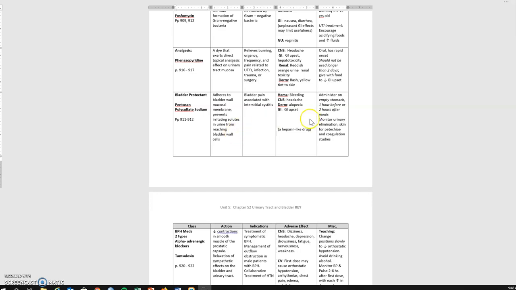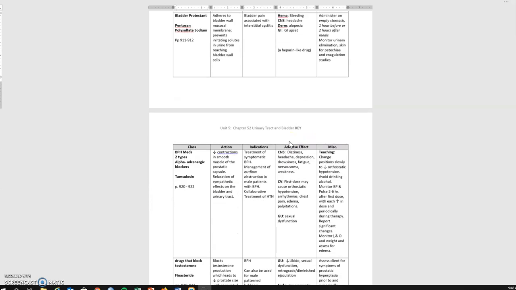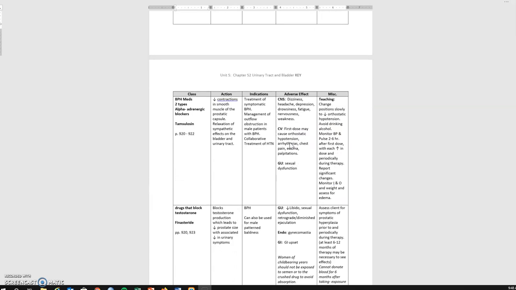It is given on an empty stomach, 1 hour before or 2 hours after meals, in order to enhance its effectiveness. Again, monitoring urinary elimination, monitoring the skin for petechiae, and coagulation studies are very important because it is a heparin-like drug. Let's move to the benign prostatic hypertrophy drugs.